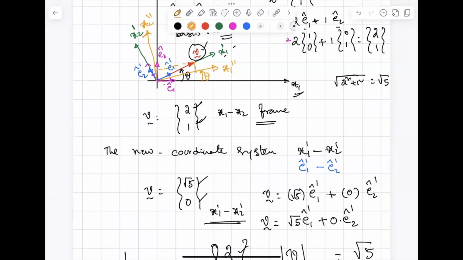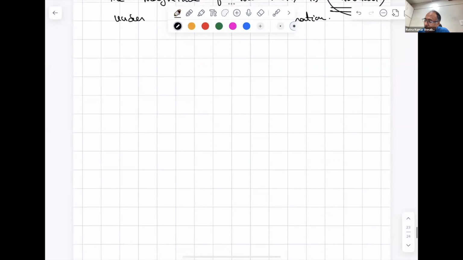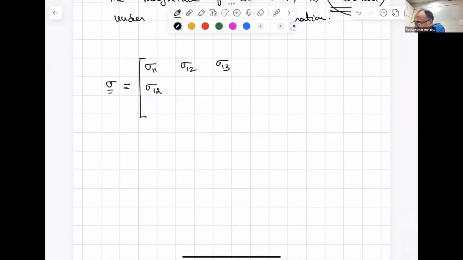Understood. Yeah. So since the magnitude does not change under coordinate transformation, that is what is called an invariant of a vector quantity. Okay. Now, when we are talking about a second order tensor like stress, we have discussed that stress is a second order tensor which will have components sigma 11, sigma 12, sigma 13. Because it is a symmetric tensor, sigma 21 will be the same as sigma 12, sigma 22, sigma 23, sigma 13 and 31 are the same, sigma 23 and 32 are the same, sigma 33.